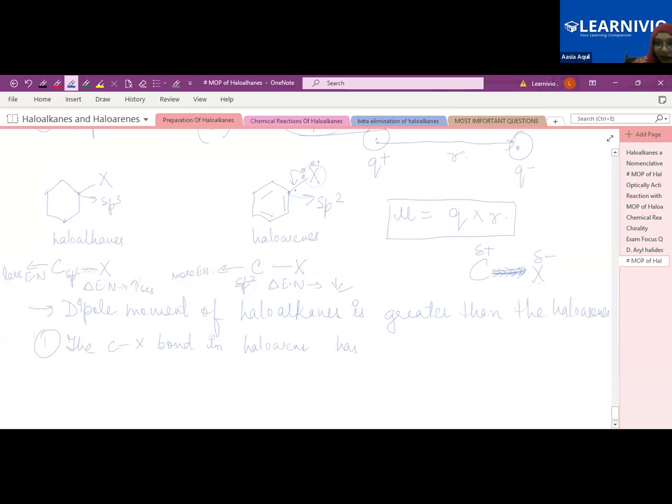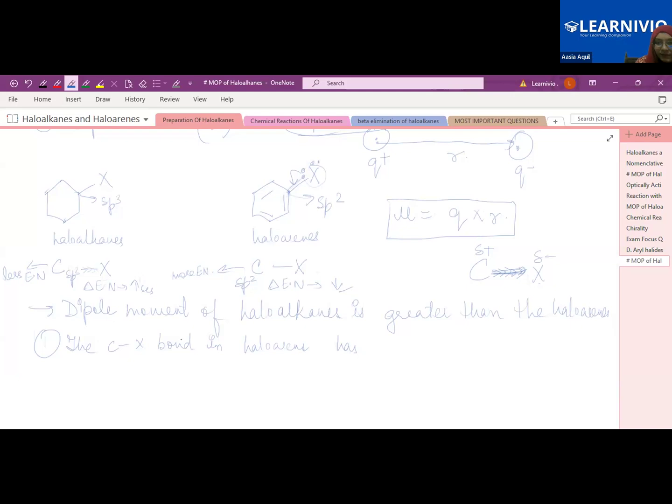Here the electron will shift to either the ortho position or the para position, and the electron density will increase. When it donates its electron to this carbon, there will be a partial double bond. Due to the partial double bond character between the carbon and X, this bond will be very difficult to break. This C-X bond will be very difficult to break, right? So that could be a reason also.